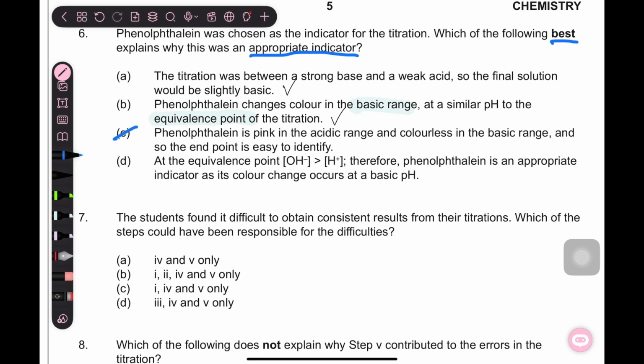Okay, and then D: at the equivalence point, the concentration of hydroxide is greater than the concentration of hydrogen, therefore phenolphthalein is an appropriate indicator. And its colour change also occurs at a basic pH. So this answer is incorporating the equivalence point, is giving us a metric showing the concentration, and it also talks about how the colour change occurs at a basic pH. So this combines all the relevant aspects and is therefore the correct answer, or the best answer.